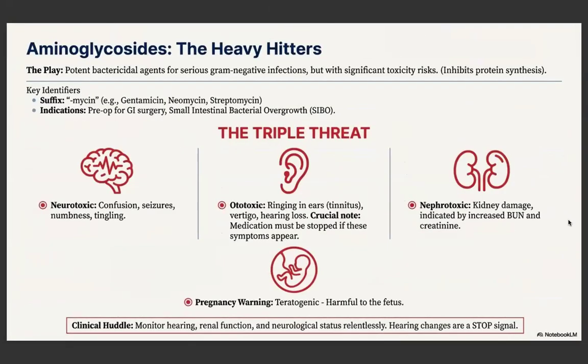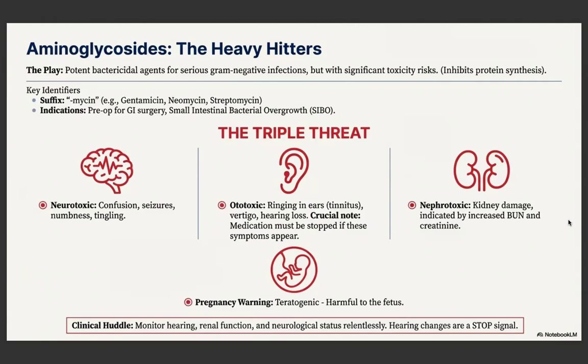So with aminoglycosides, you do have to worry about them being harmful to fetuses. Also, they can cause confusion, seizures, numbness, and tingling. I talked a little bit about that peripheral neuropathy type symptom that individuals can get. So again, vitamin B6 is going to be very, very important for helping with some of those symptoms. However, new acute onset confusion is a red flag. We're probably going to stop this medication.